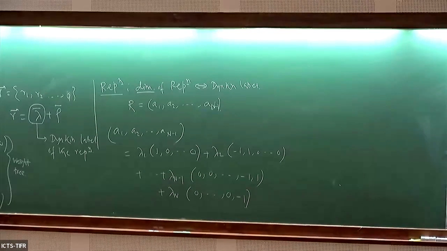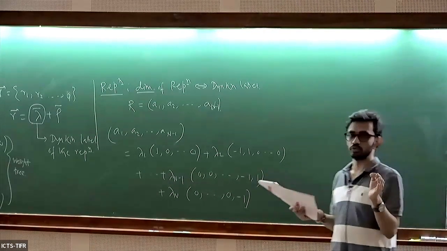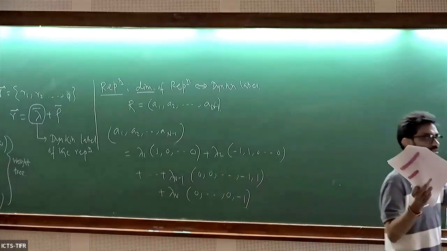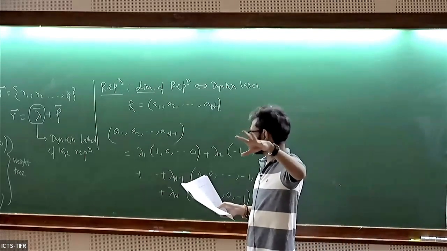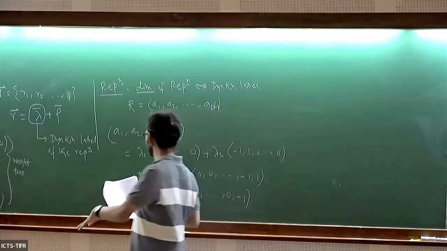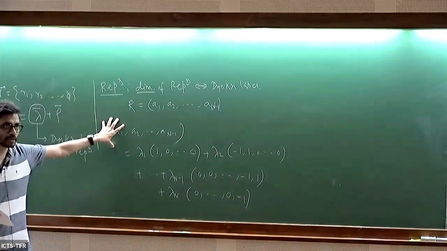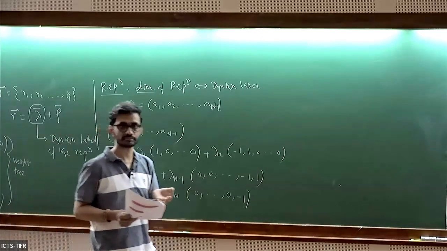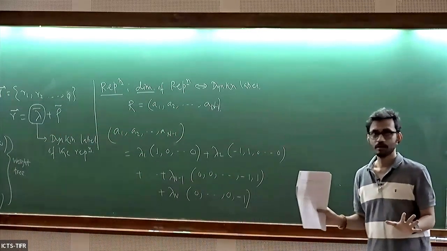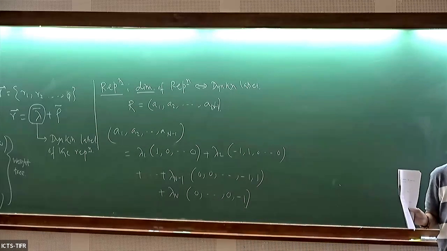Just think of the way you do it in quantum mechanics. You have any vector psi which you are expanding in some a_i phi_i basis. Your phi_i basis is spanned by this weight tree, and the psi that you are expanding is your Dynkin level. The coefficients of those basis elements are nothing but my lambda. Is that okay? Any question?